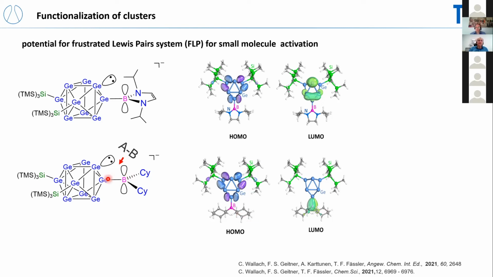And we have here a 3-dimensional framework, a small cluster where we can put in all types of functional groups which have a specific orientation to each other, and we look forward to activating small molecules, for example, as it is shown here. Two groups cannot get in contact due to their sterics, so this is a frustrated pair, and we will see if we can activate molecules in future. Just a PhD student started this month on this topic.